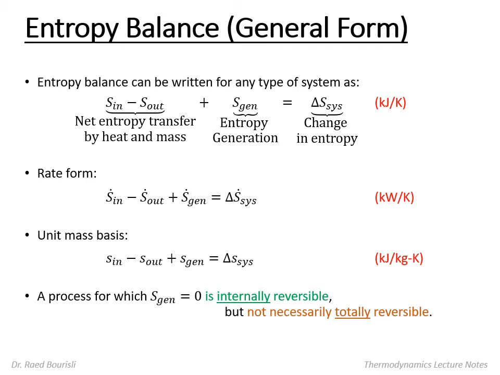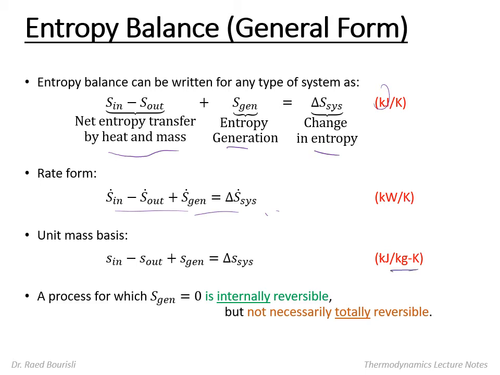Okay, these are the forms, the general form for the entropy balance. We're going to use it extensively. The entropy balance can be written for any type of system as follows: net entropy transfer by heat and mass plus the entropy generation is equal to the change in entropy of a system. In the rate form, this is kilowatt per Kelvin instead of kilojoule per Kelvin. This looks like this, and on a unit mass basis, if you divide by the mass, this will look like this, so kilojoule per kilogram Kelvin.